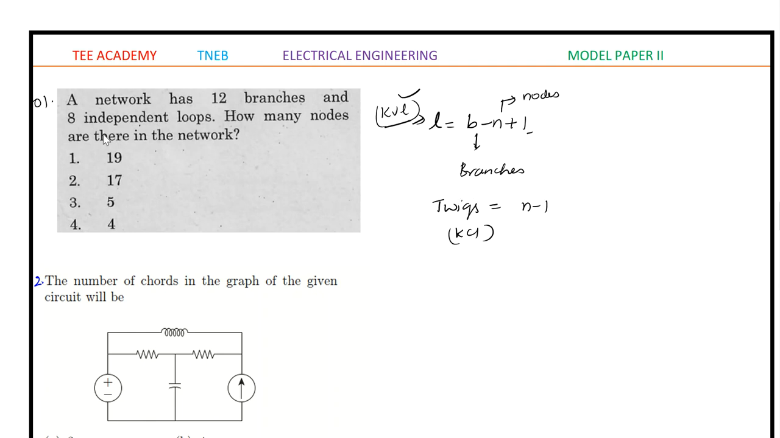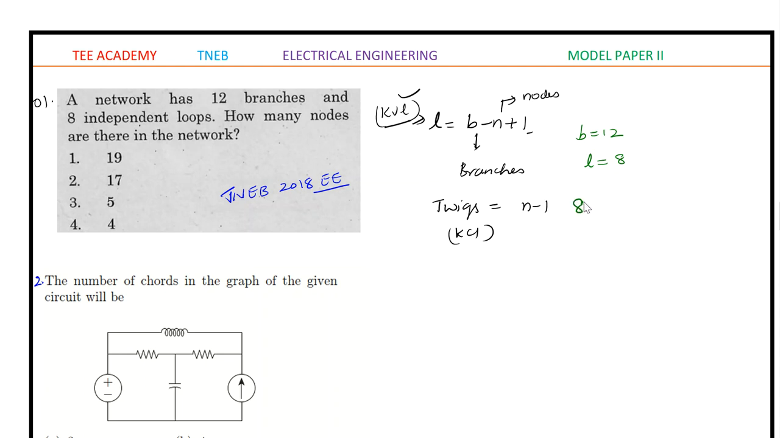So let's discuss the TNEB 2018 electrical question here. A network has 12 branches and 8 independent loops. How many nodes are there in the network? You just need to substitute all the parameters in the formula. B is given as 12, L, the number of loops, is 8, and we are asked to find the number of nodes.